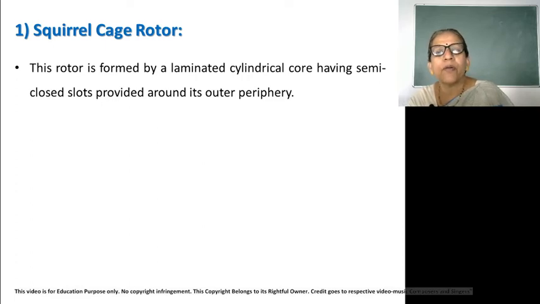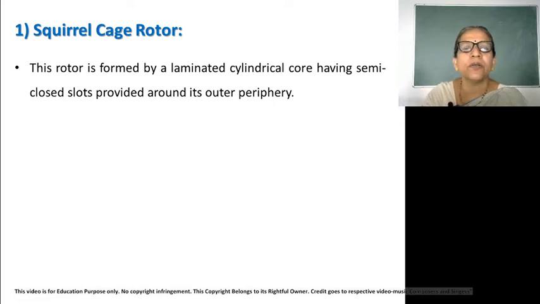The rotor is formed by a laminated cylindrical core. Just like the stator core, the core used for the rotor is also a cylindrical laminated core, because we have seen that lamination reduces the eddy current loss. In this case, the laminated cylindrical core has semi-closed types of slots provided around the outer periphery of the cylindrical core.